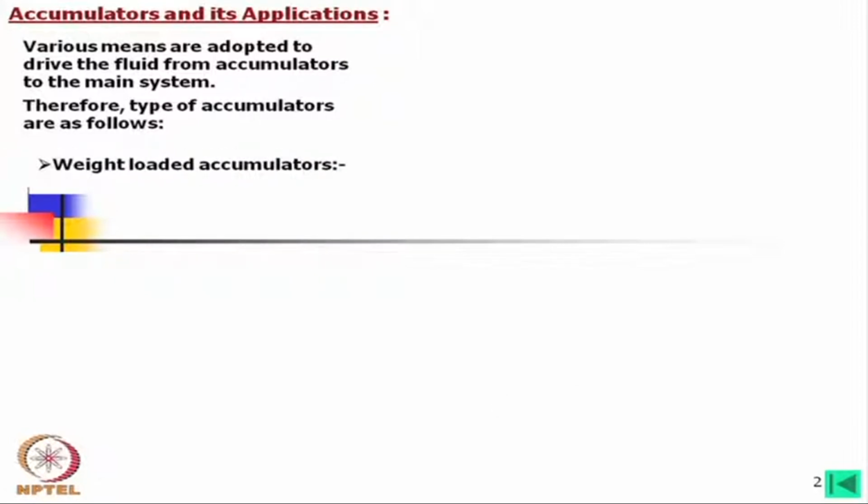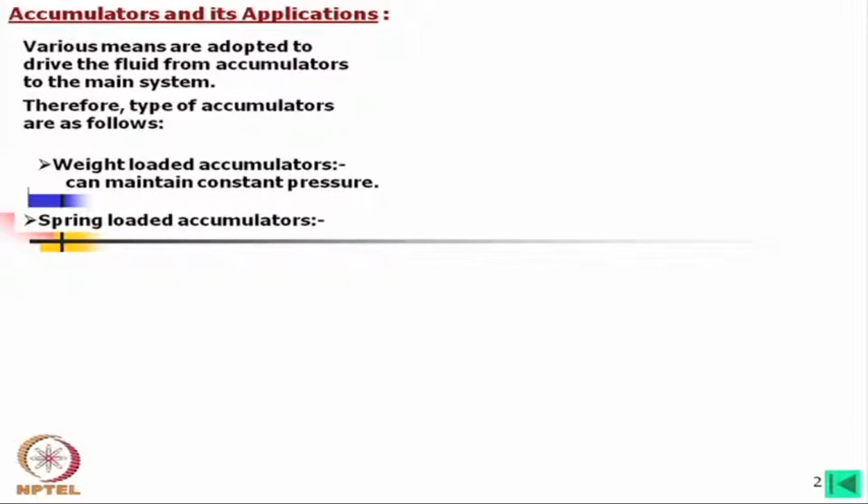Weight loaded accumulators. This has the unique advantage that it can maintain constant pressure. Spring loaded accumulators, where obviously the force reduces when the compressive spring expands. So, therefore, there will be a change in pressure, a variation of pressure. Gas charged accumulators, which are commonly used.